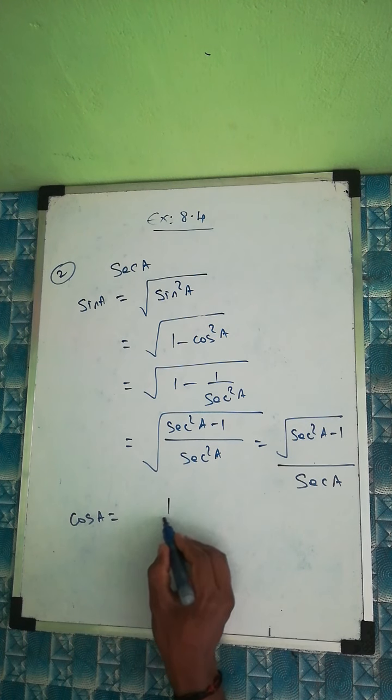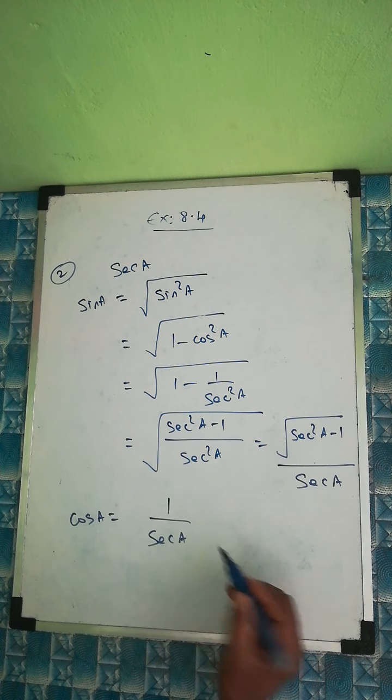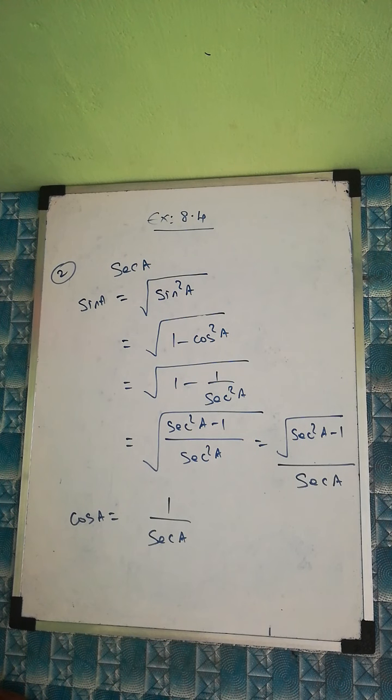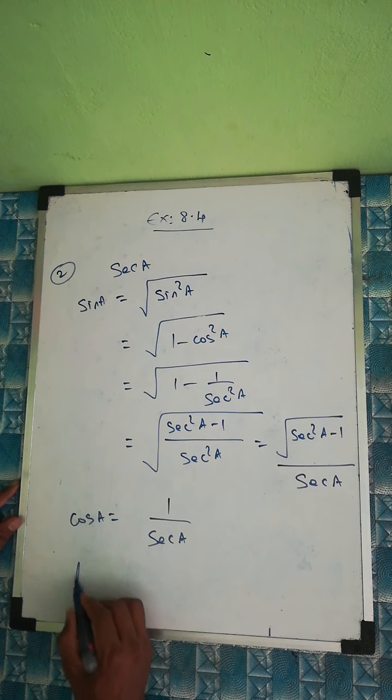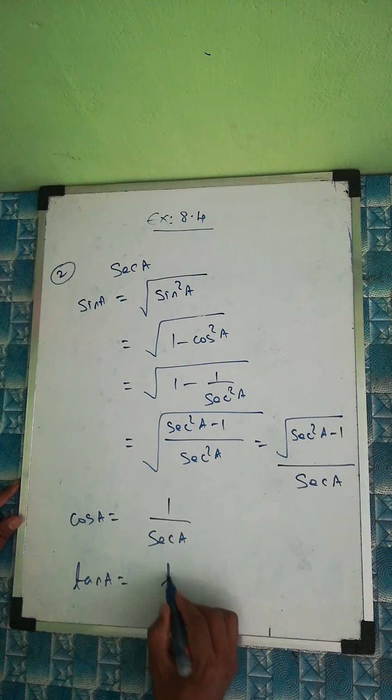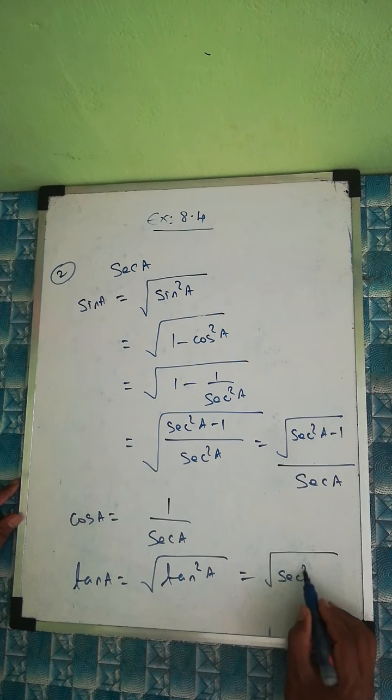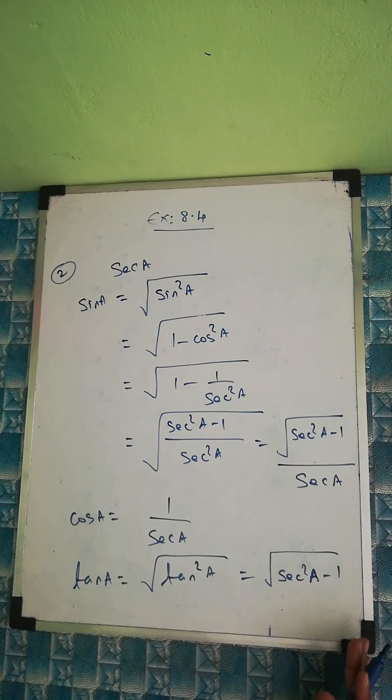Cos means straightly we easily know it is 1 by sec, so nothing to change. We can just keep it like that. And next one is tan. Tan A, we can put tan square A, and the formula for tan square is secant square A minus 1. So that also we can write straightly.